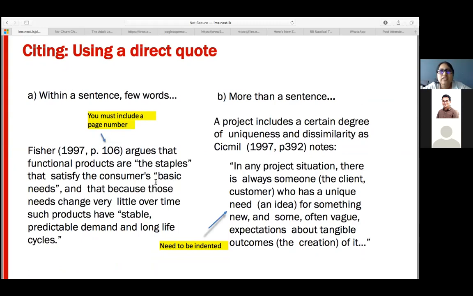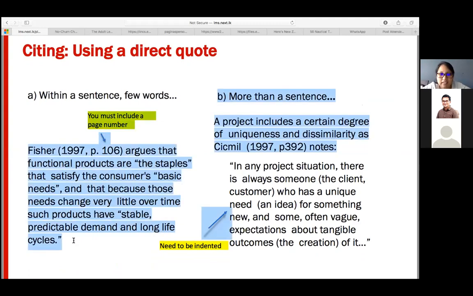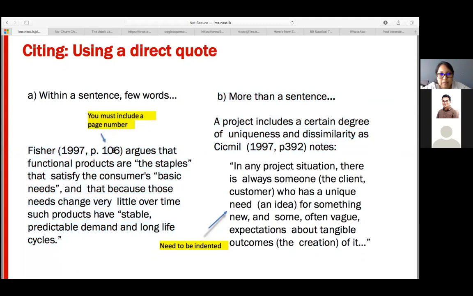If you are using a few phrases, a few words for the direct quote, you can write it just how you're writing it. Just make sure you have the page number. But if you are directly quoting 2 or 3 sentences, then you have to indent it. Indent means if this is how you wrote the rest of the essay, that direct quote you have to keep a tab and put it. See, it has to be indented. Yes, you have the author's name: a project includes a certain degree of uniqueness and dissimilarity, as Sismill, the author. This is the year, this is the page number, and you nicely indent it and give the direct quote. So remember these little things, because although they are little, they are very important when it comes to academic writing.